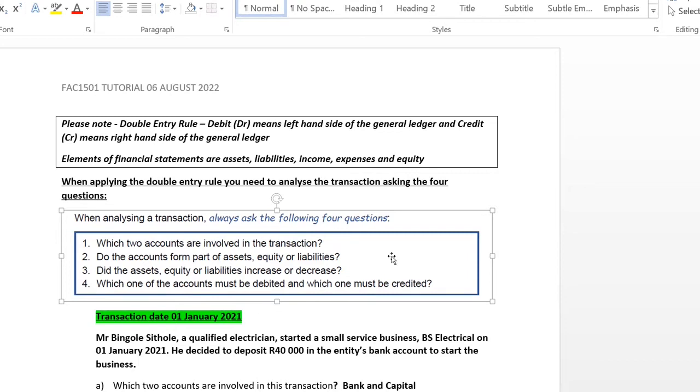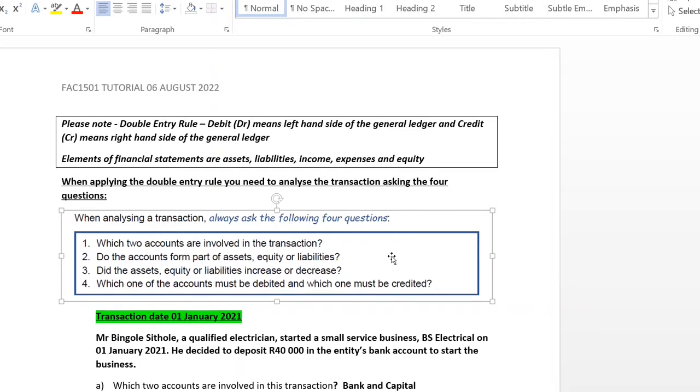Number 2, do the accounts form part of asset, equity, or liability? A bank is an asset and sales or income forms part of equity. So what is equity? Equity is income and expenses. So at the end of the month, what is the owner getting? Did the owner make a profit or a loss? So income less expenses form part of equity.